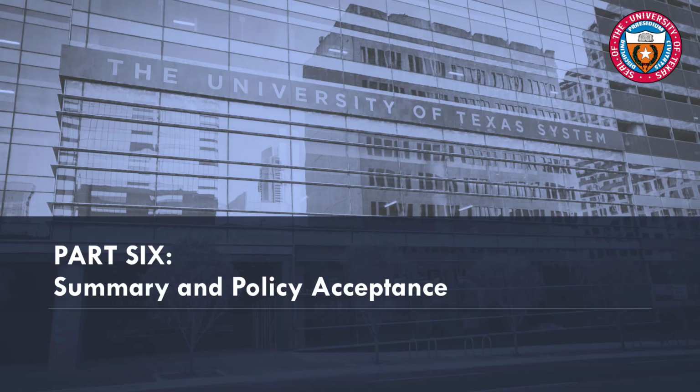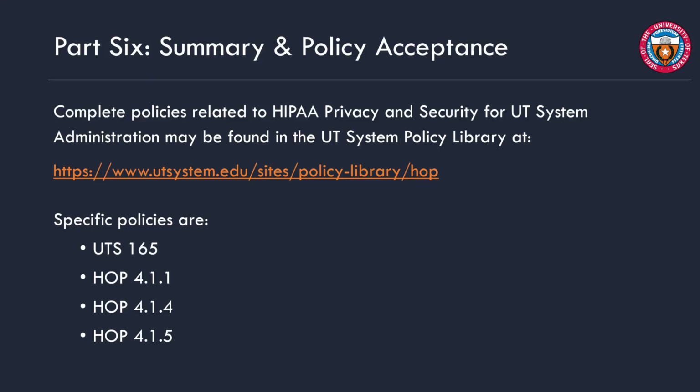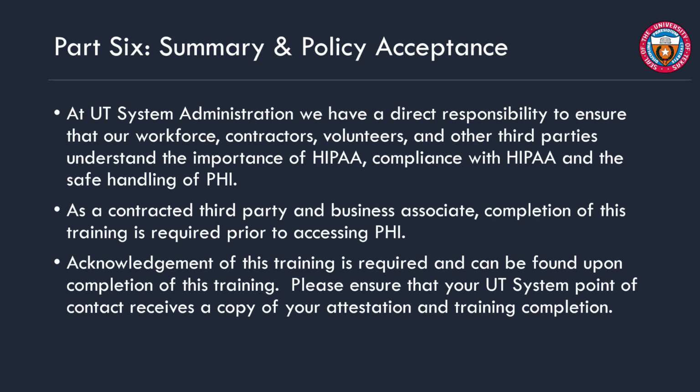Part 6, Summary and Policy Acceptance. Complete policies related to HIPAA privacy and security for UT System may be found in the UT System Policy Library at the link on your screen. Specific policies are UTS 165, HOP 4.1.1, HOP 4.1.4, and HOP 4.1.5. At UT System Administration, we have a direct responsibility to ensure that our workforce, contractors, volunteers, and other third parties understand the importance of HIPAA, compliance with HIPAA, and the safe handling of PHI.